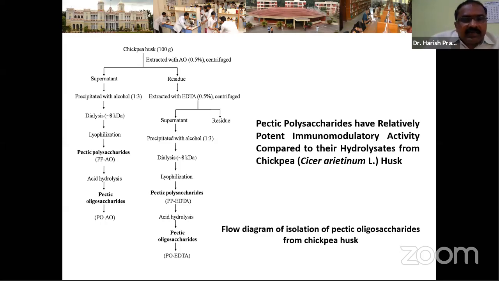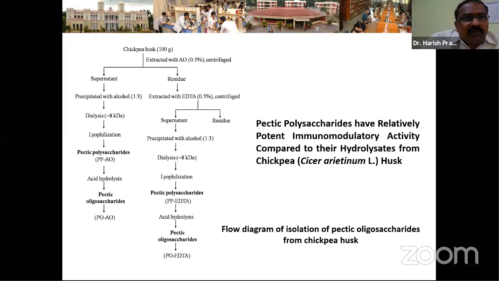So I'll continue. Here, we have done two things. One is we have done the hydrolysis of the pectic polysaccharide, as well as we have isolated it in two forms. One is by virtue of EDTA extraction, and one is by ammonium oxalate extraction. So we have seen that the two extractions are very different from each other.